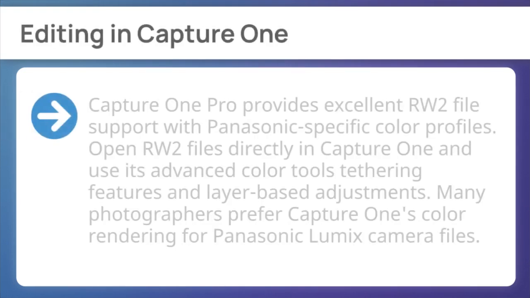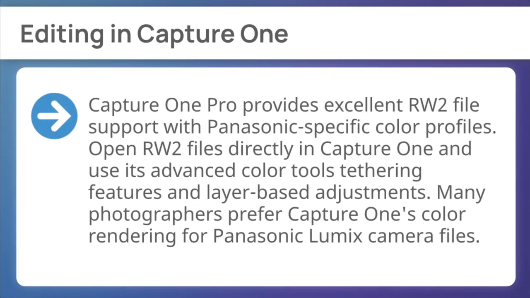Next, editing in Capture One. Capture One Pro provides excellent RW2 file support with Panasonic-specific color profiles. Open RW2 files directly in Capture One and use its advanced color tools, tethering features, and layer-based adjustments. Many photographers prefer Capture One's color rendering for Panasonic Lumix camera files.